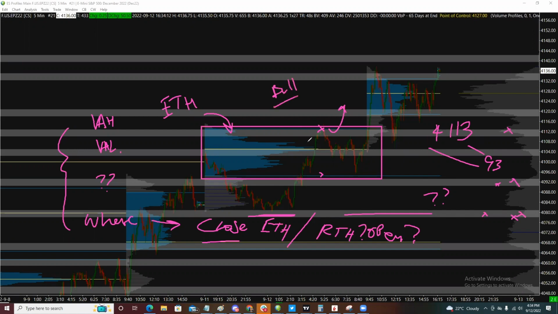Remember, distribution and directionality. You move below the value area low, inherently bearish. Again, distributions and directionality. Now, another thing: where does the price close from the Globex and where does it open on the regular trading hours?